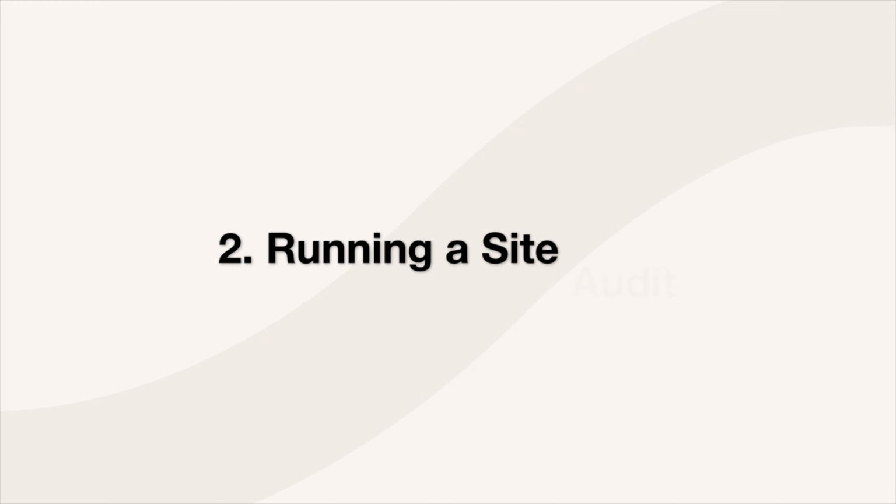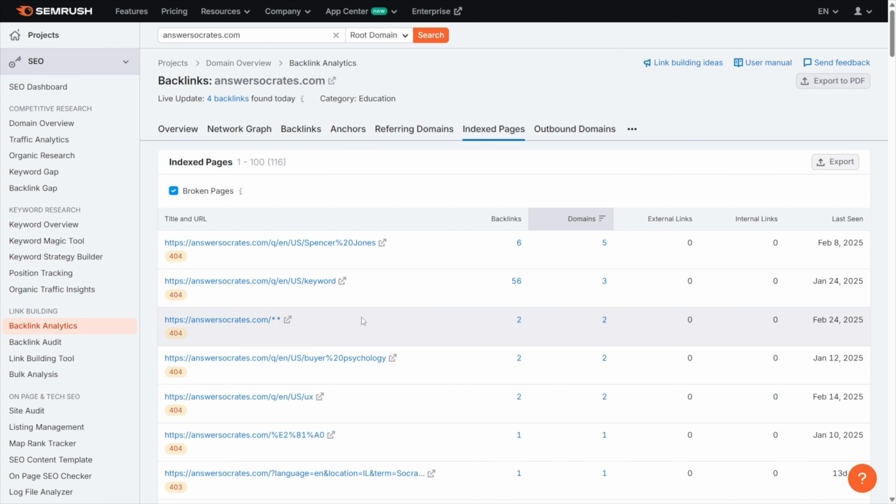Number 2, running a site audit. The site audit tool is like a health checkup for your website. It scans for issues like broken links, slow loading pages, missing meta descriptions, and crawlability problems. Here's how to set it up.